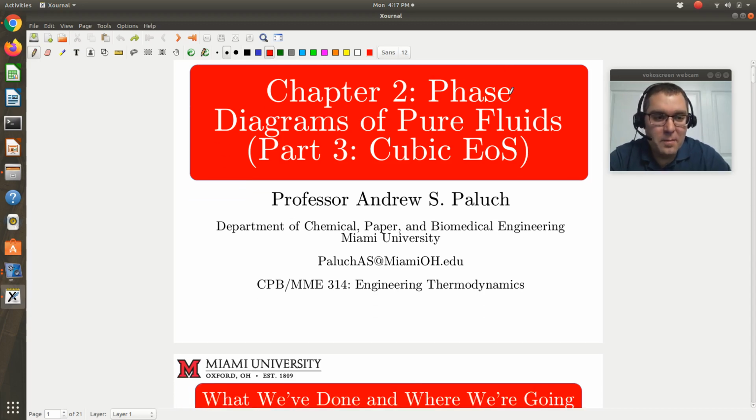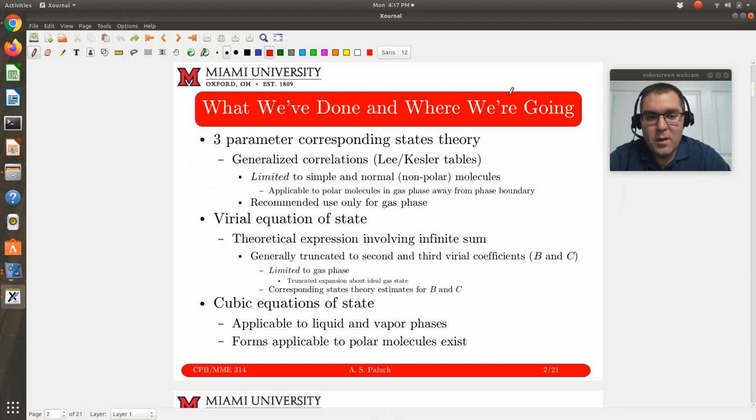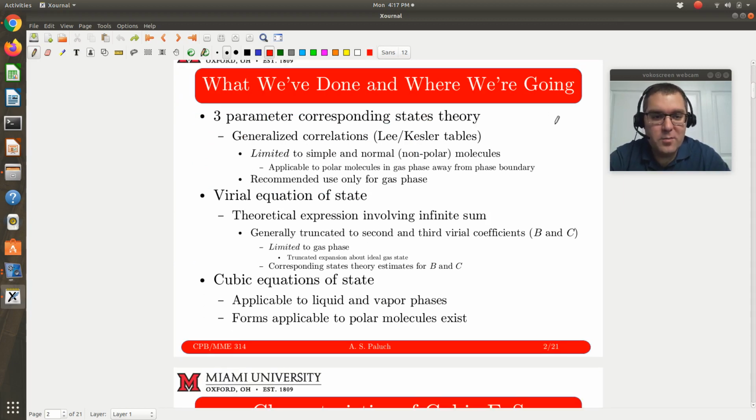Okay, so here we go. A refresher in terms of where we've been and where we're going: we talked about corresponding states theory. So we talked about three-parameter corresponding states theory, in which we introduced the additional third parameter, the acentric factor omega. The name typically associated with that is Lee Kesler.